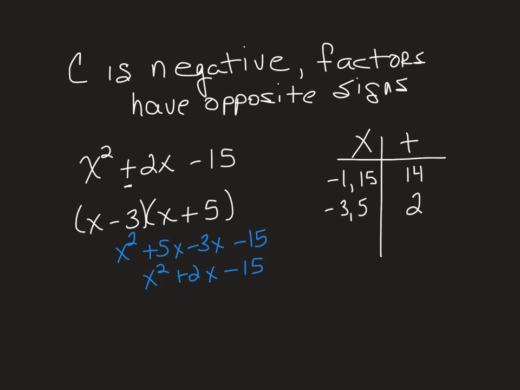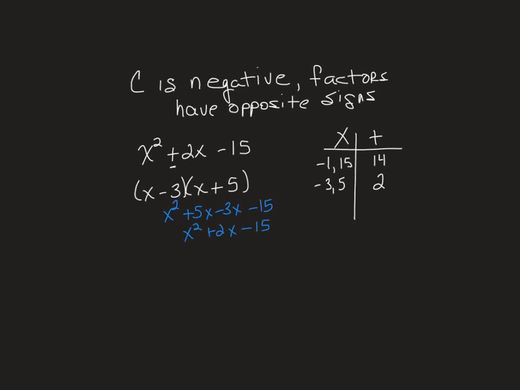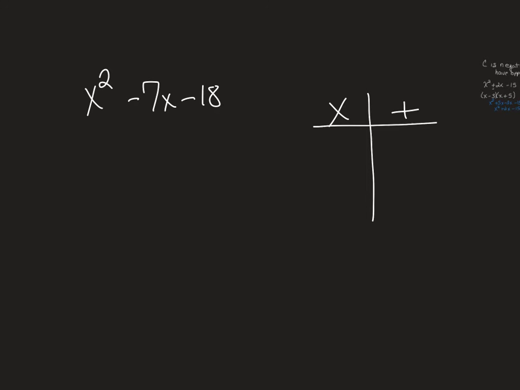All right, let's look at another example. X squared minus 7x minus 18. All right, this is a negative. Now, I'm not saying this is mathematically correct, but I know you'll understand what I mean. The larger number is going to have the negative with it, the larger factor. All right, so I need factors of negative 18 that would add to give me a negative 7.